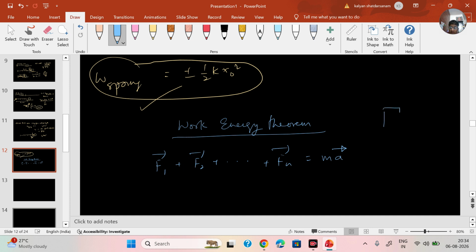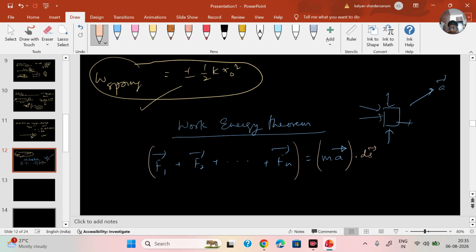So there is some block on which multiple forces are acting, and the block is accelerating in some direction. Now I am converting this into the work energy theorem. What I do is first dot both sides of Newton's second law with ds. That means the block is given a small displacement ds, and I am dotting both sides with the displacement. Then I integrate. So what am I doing? Newton's second law only, dotted on both sides with ds, the infinitesimal displacement vector, because the block is moving and getting displaced.